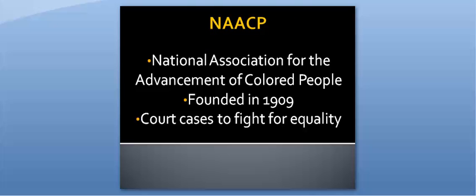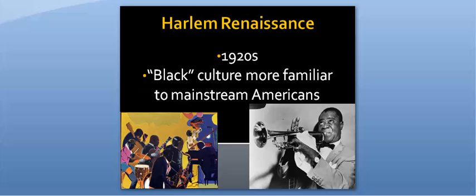Then in 1909, the NAACP, or National Association for the Advancement of Colored People, was founded. They fought and continue to fight for fair and equal treatment of minorities through the court system and court cases. They fund lawyers and court cases to try to force changes in the laws that are unfair, so to get rid of those discrimination laws. They're still around today.